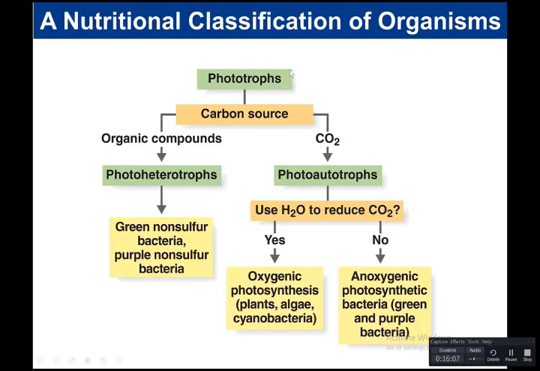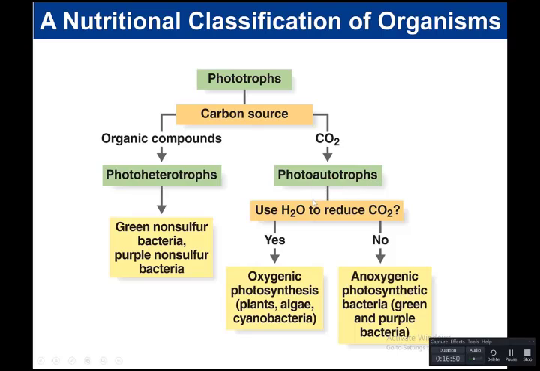Now, if we look at our phototrophs, remember that a phototroph is going to get energy from sunlight. We can then further break those down based on their carbon source. If they use organic compounds, those are going to be our photoheterotrophs. Again, photo, sunlight, hetero, organic compounds, troph, feeder. So examples of this would be our green non-sulfur bacteria and purple non-sulfur bacteria. If the carbon source is carbon dioxide, this would be photoautotrophs. Again, photo using sunlight, auto means using carbon dioxide, troph, feeder.